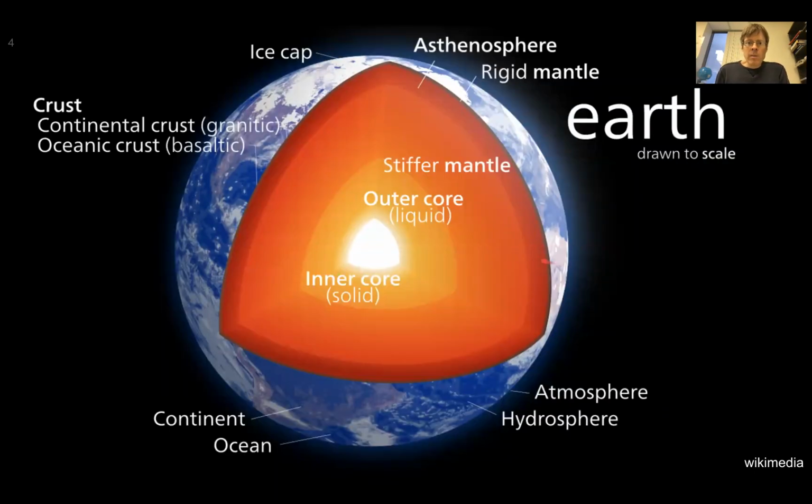Another view of this, just showing the cutaway, the crust, part of the lithosphere. Then there's this asthenosphere, stiffer mantle, liquid outer core, inner core, solid.